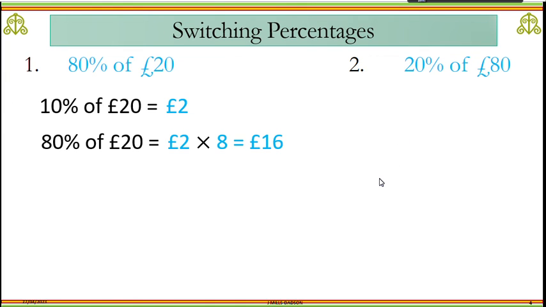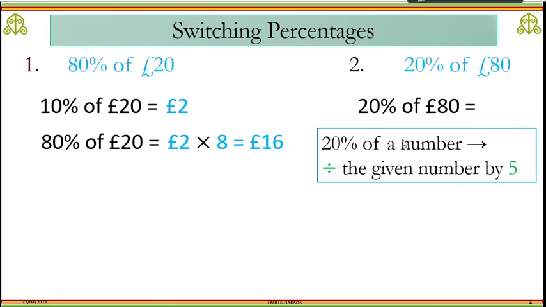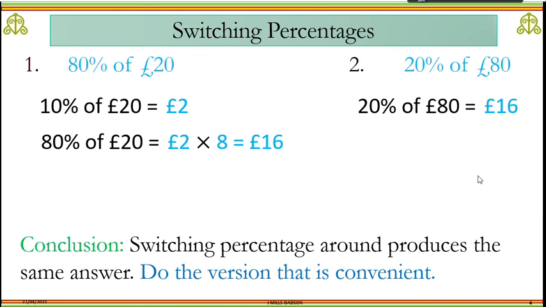Let's see what happens here. 20% of 80. The rule says divide a given number by 5. 80 divided by 5 also gives us 16. So that tells us that when you switch percentages around, it produces the same answer. So you have to do what is convenient to you in an exam.